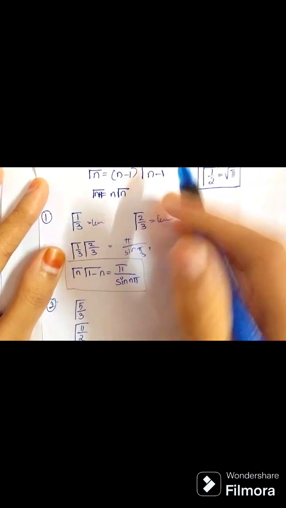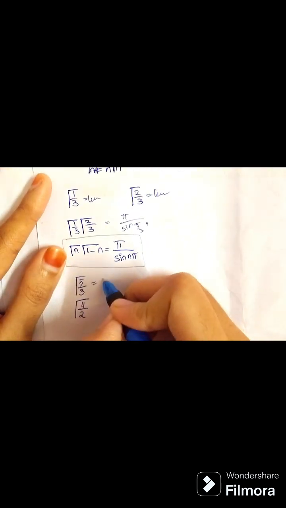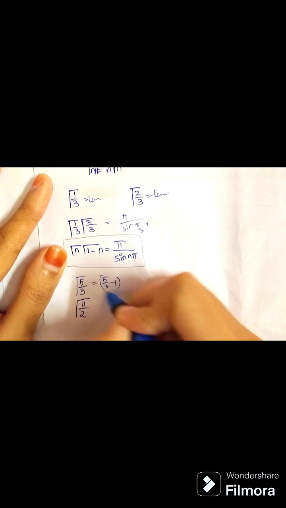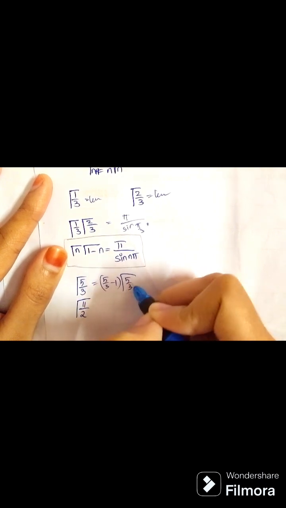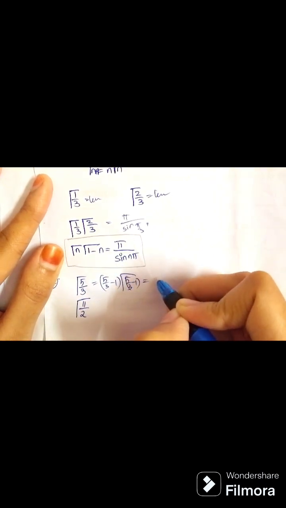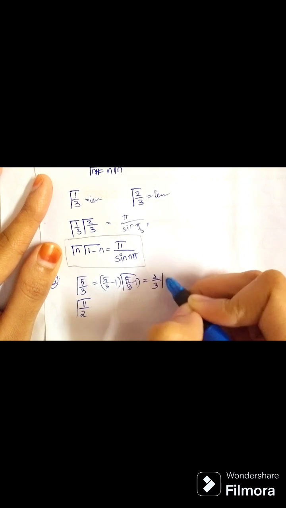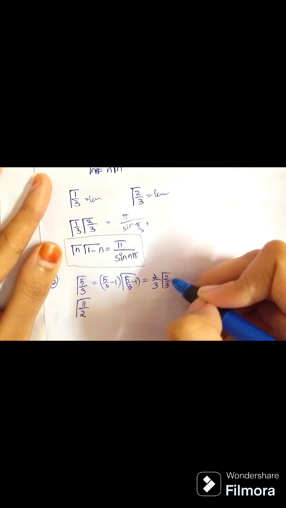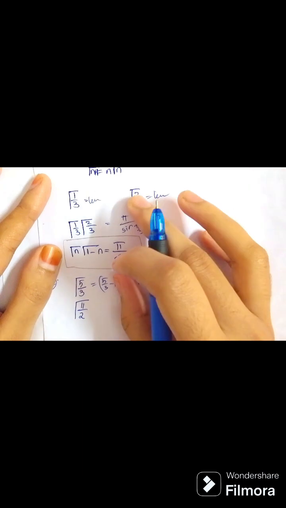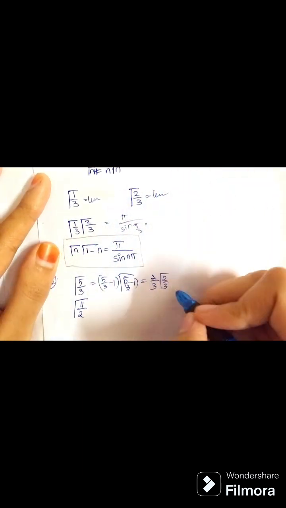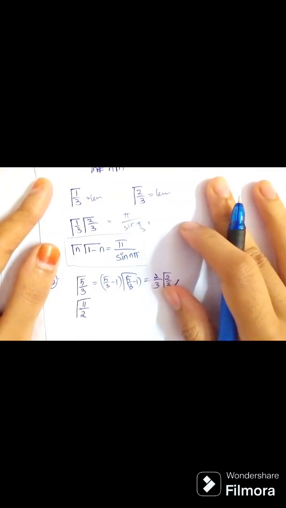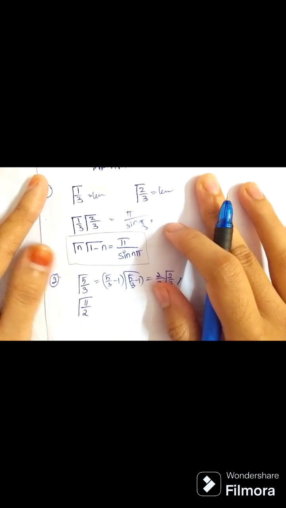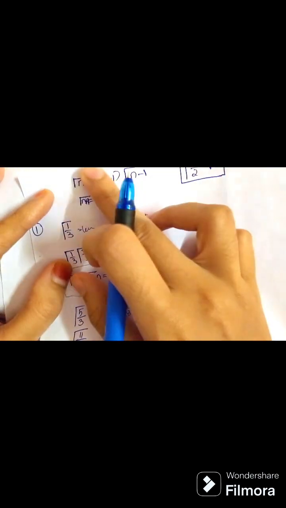So how will I write this? Gamma of 5 by 3, I'll write as 5 by 3 minus 1 into gamma of 5 by 3 minus 1, which is 2 by 3 into gamma 2 by 3. Can I solve gamma 2 by 3? No, because the numerator is small. I already told you, these things we cannot solve. So this is my final answer. And the trick I want to tell you, if you want, you can remember this formula, no problem in it.